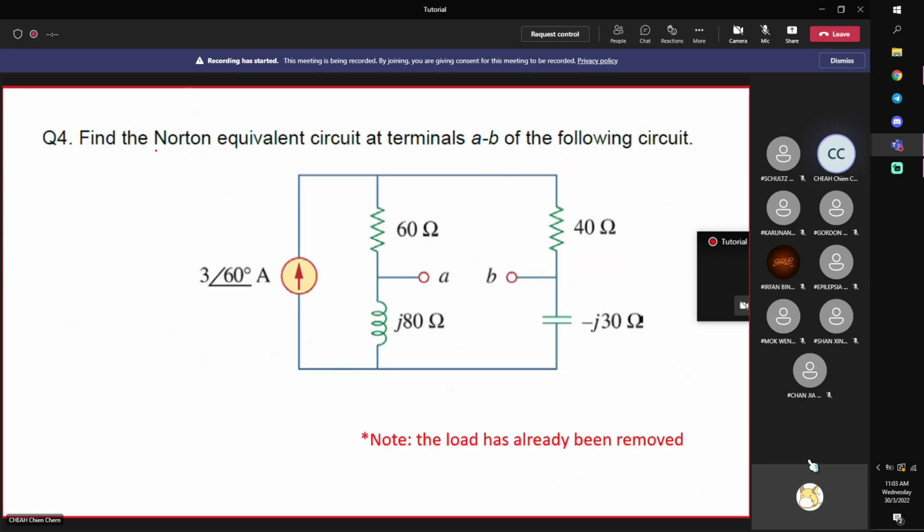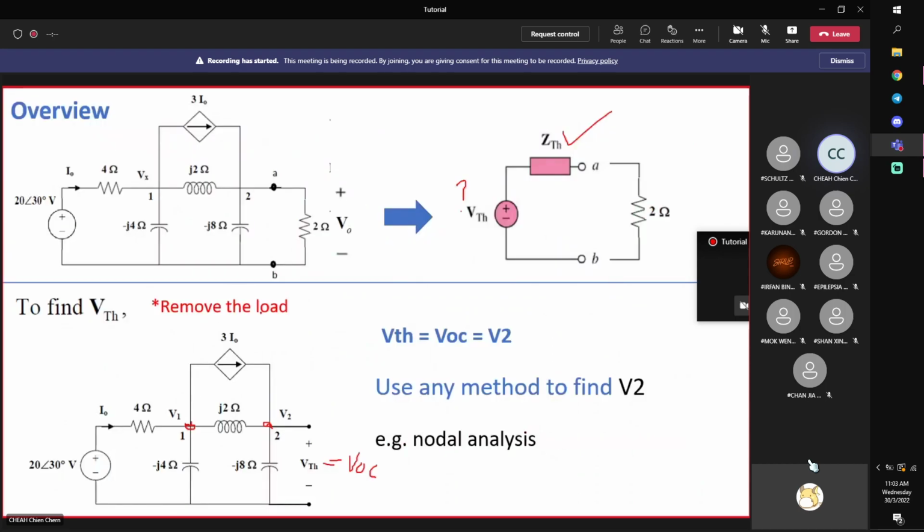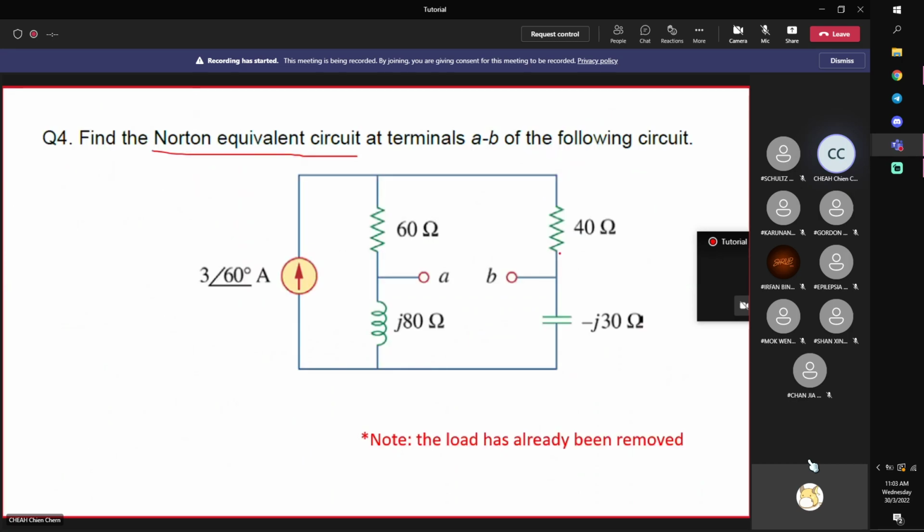Now, the Norton equivalent can be obtained from the Thevenin equivalent by simple source transformation. So if you want, you can find the Thevenin equivalent and convert it into the Norton equivalent using source transformation, but there is a direct way of finding the Norton current, by short circuit. We'll see later on.